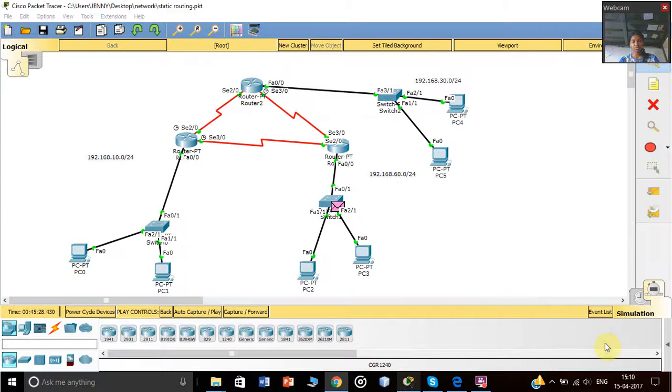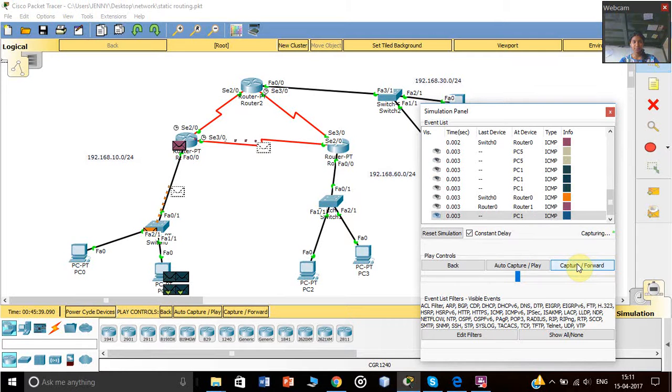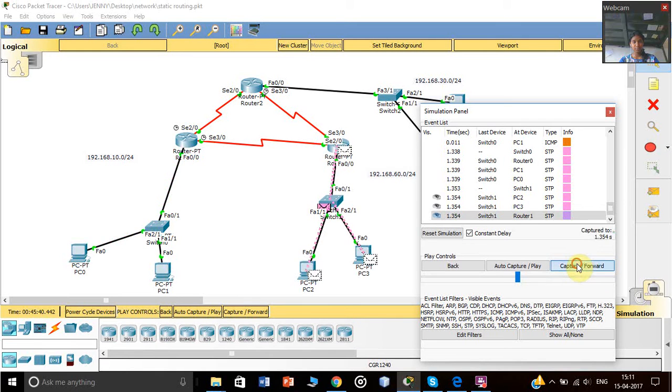Now we'll see if it's working. Here let's send the message. As we see, the messages are being passed successfully. As we've seen, all the messages were passed successfully.